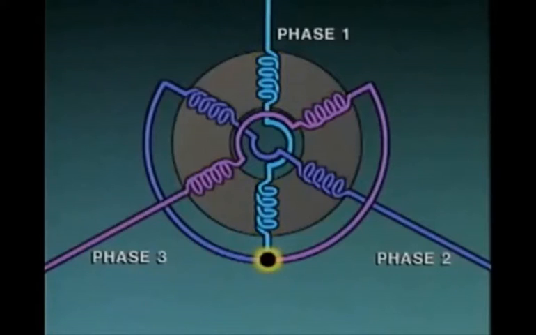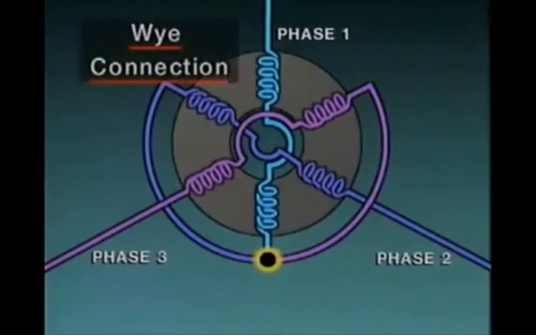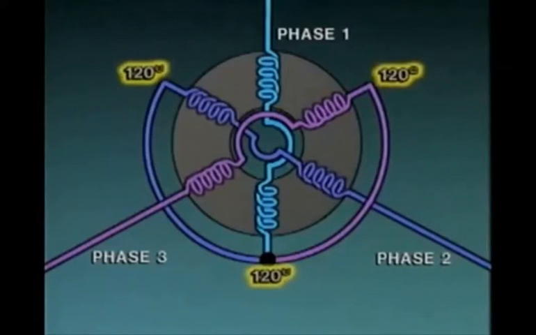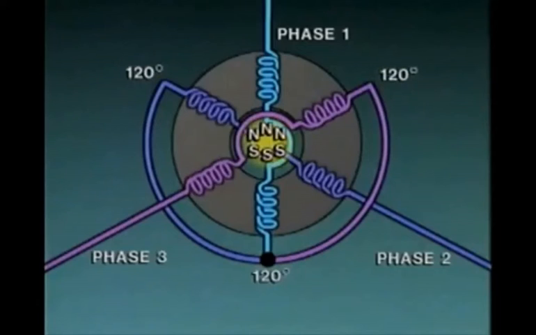The coils are connected through a common point in what is called a Y connection, or a star connection. In this arrangement, the coil pairs for each phase are 120 degrees apart from each other. As alternating current flows through each coil pair, magnetic fields are created just like they were for the simple AC motor we looked at earlier. However, since there are 3 coil pairs, the stator always has 3 north poles and 3 south poles.